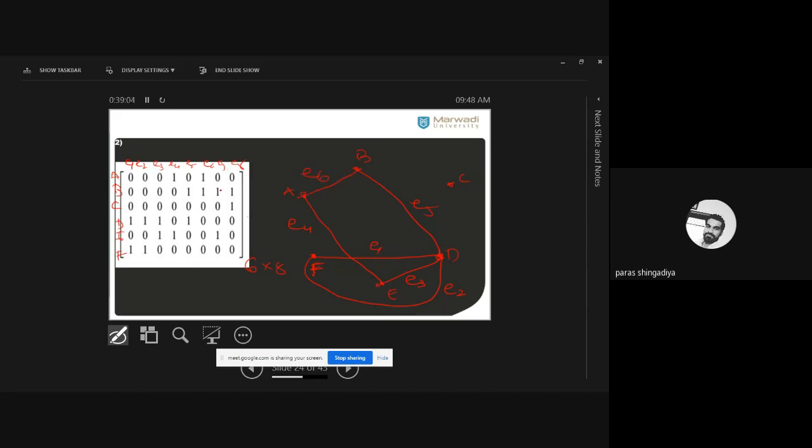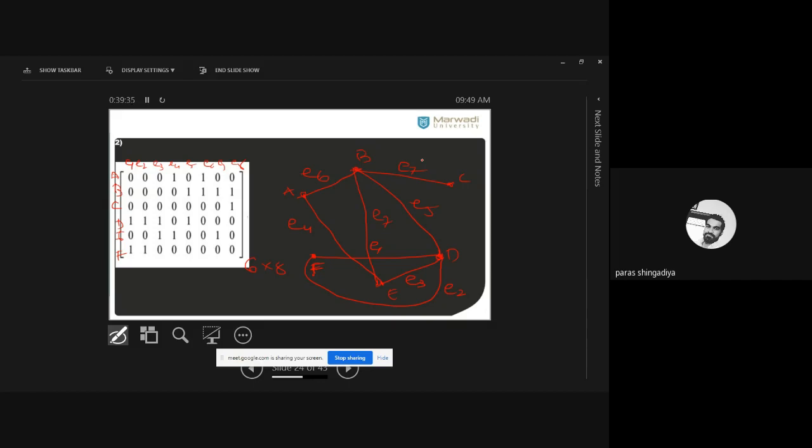E7 is in between B and E. Connect B and E. That is called the E7. Then after E7 in between... yeah, I think A to B is E6, that is E7. And E8 in between, that is E7.